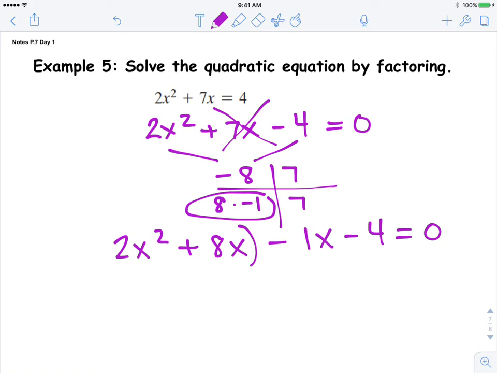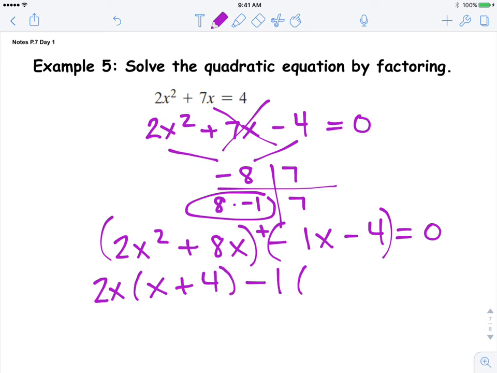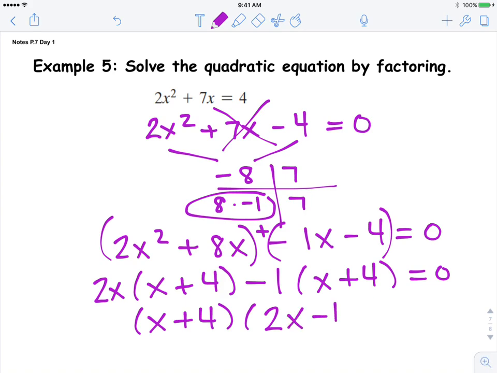We continue now the AC method by grouping the first two terms and the second two terms and put a plus symbol in between. We take out the GCF of the first group, and we're left with x plus 4. Take out the GCF of the second group, negative 1, left with x plus 4. Our parentheses should be the same, so that's your new GCF. What's left are your leftovers, 2x minus 1 equals 0.